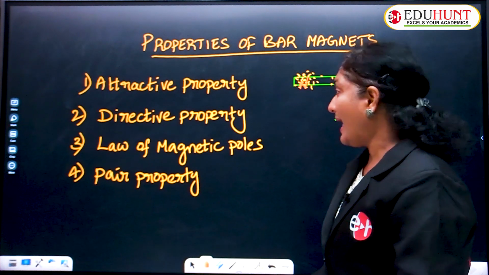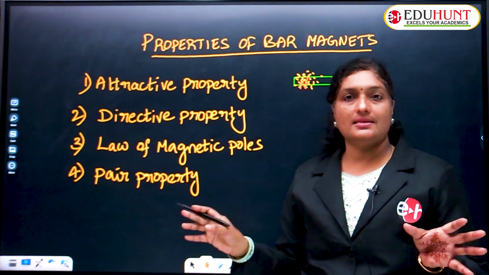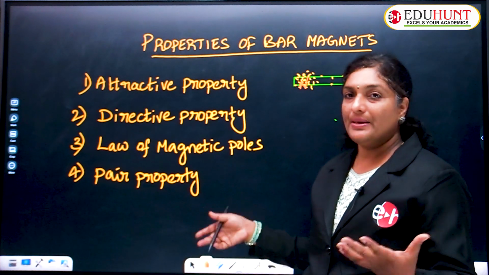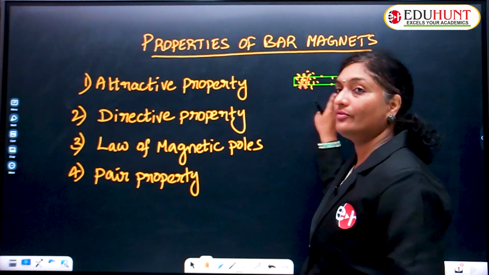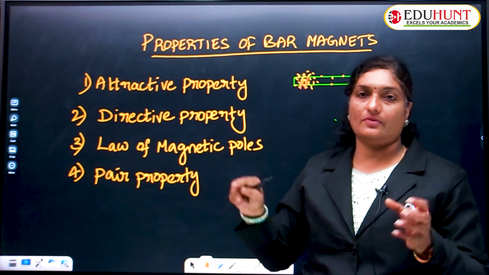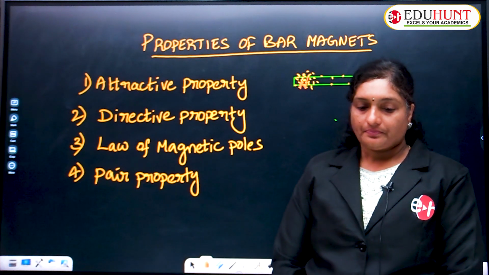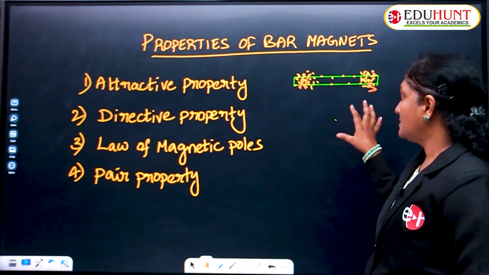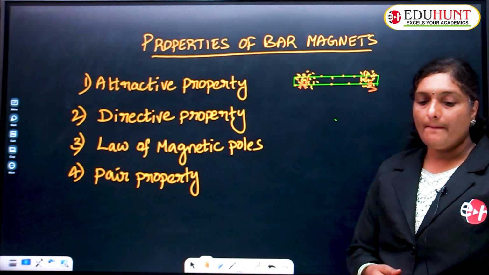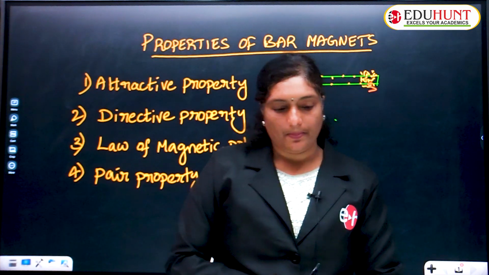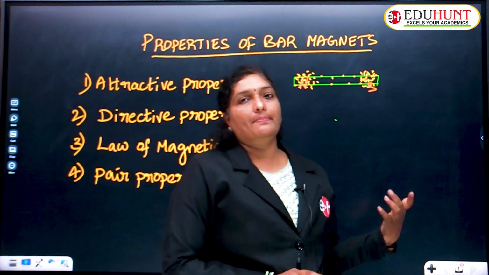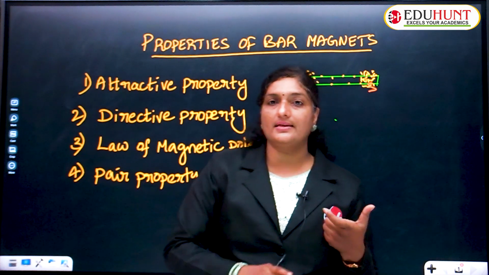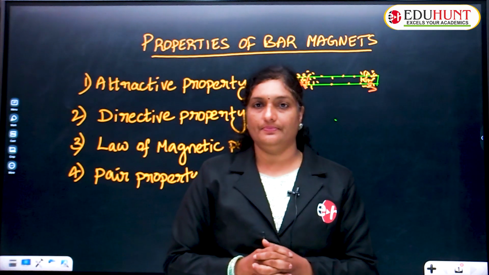So, as I said, every magnet has a tendency to attract iron pieces, and a large number of iron pieces are concentrated at the ends of each bar magnet, called the poles of the bar magnet. So, these substances are called your magnetic substances. Every bar magnet can attract every other magnet.